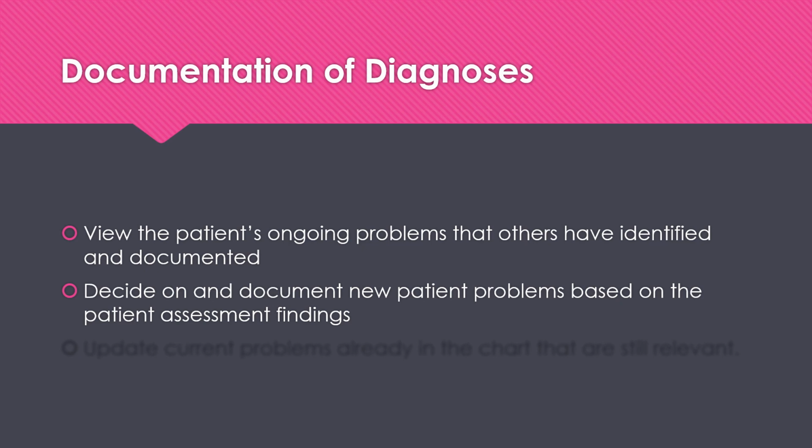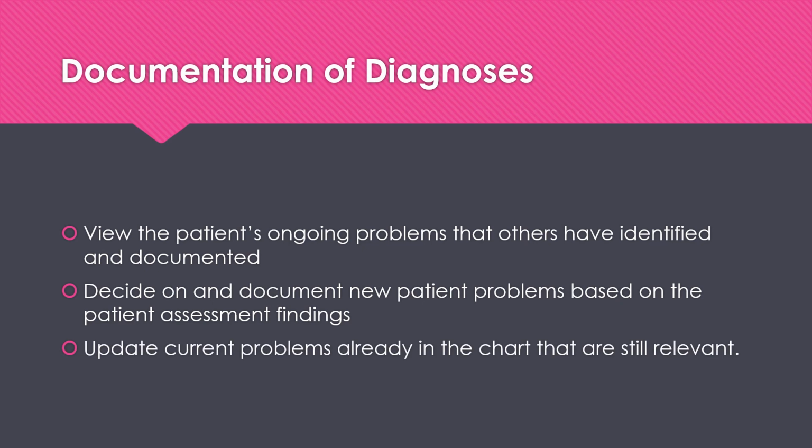We document the new problems we found on our patient, or we update current problems already in the system that are still applicable. It's not uncommon for hospitalized patients to have 5 or more problems documented in the chart. We cannot overlook those problems because we found another problem. All of the problems need to be addressed.